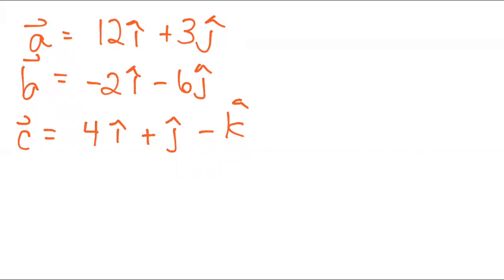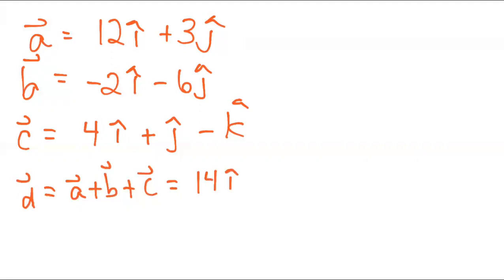And let's say we've got D here, and D is A plus B plus C. So again, we're just going to add up all of our x components, all of our y components, and then we've got a z component. So 12 minus 2 gives me 10, plus 4, 14i. 3 minus 6, negative 3, plus 1, negative 2, so negative 2j. And then we only have 1k, so we get a negative k. That should not be unfriendly.